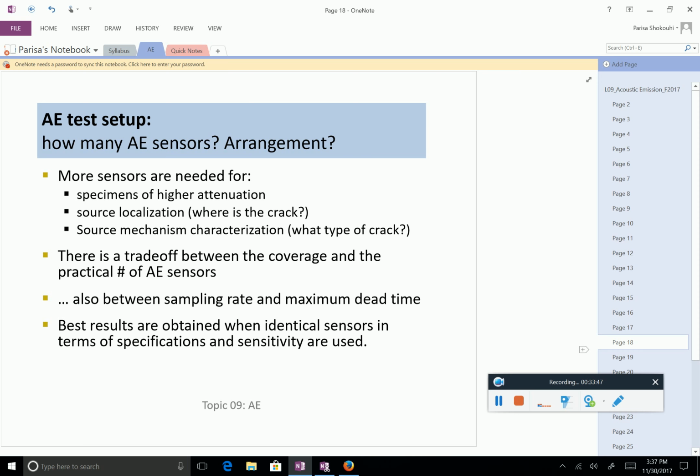Another thing is, if you want to do any kind of localization, any kind of analysis on the data, the best is to have identical sensors, meaning that they have the same spectral characteristics, the same kind of sensitivity. Otherwise, it would be very, very hard to analyze that data. What else? So basically, this is everything I said, it's written there.